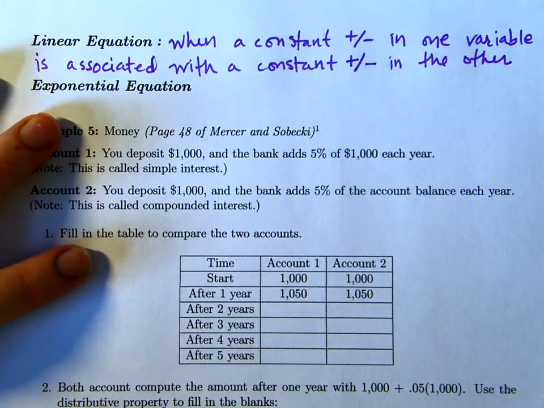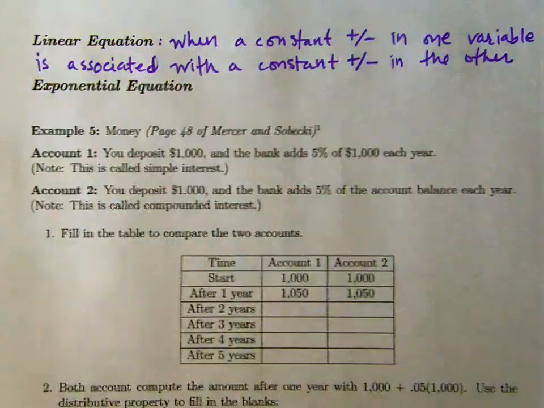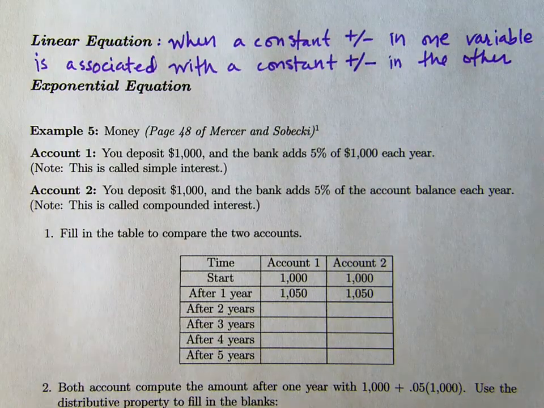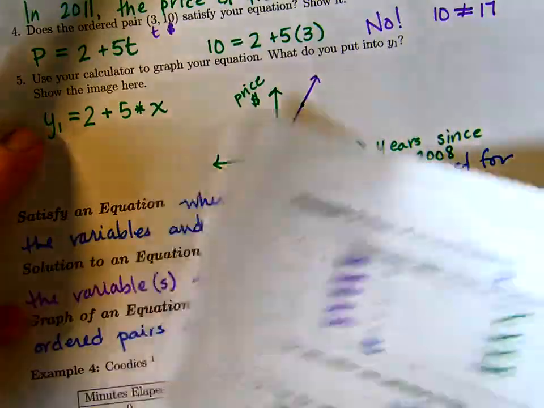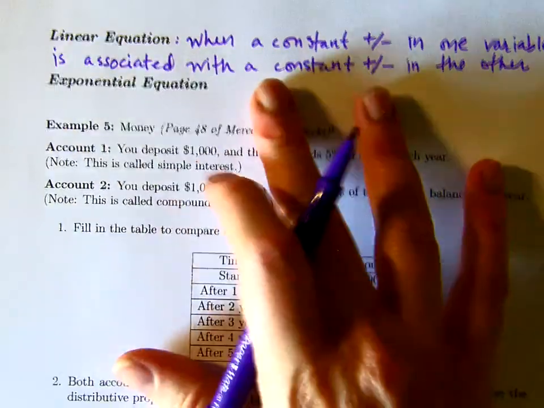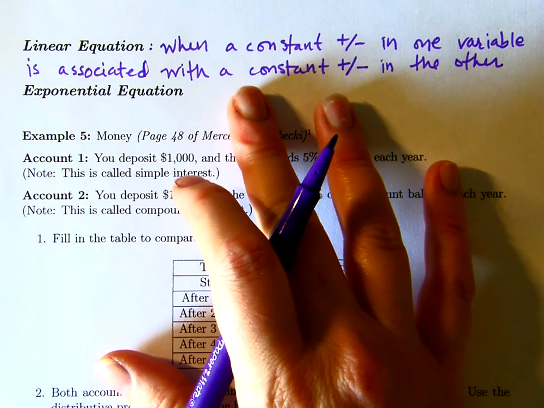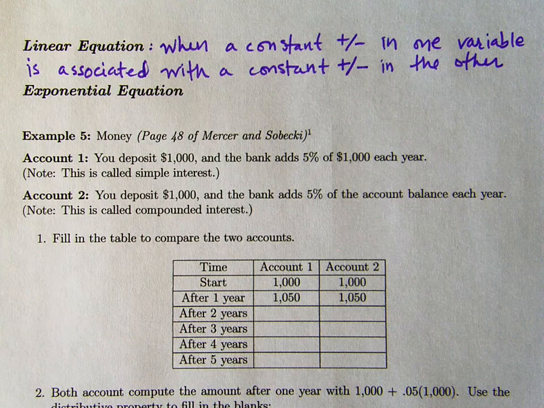So in our first equation, we had plus 5, plus 5, plus 5, plus 5, and it ended up being a linear situation. Okay, so here's what I mean. Our pattern, plus 5, plus 5, plus 5, plus 5, ended up with an image that was a straight line. So we call that our linear equation. Constant increase in one is associated with a constant add in the other.